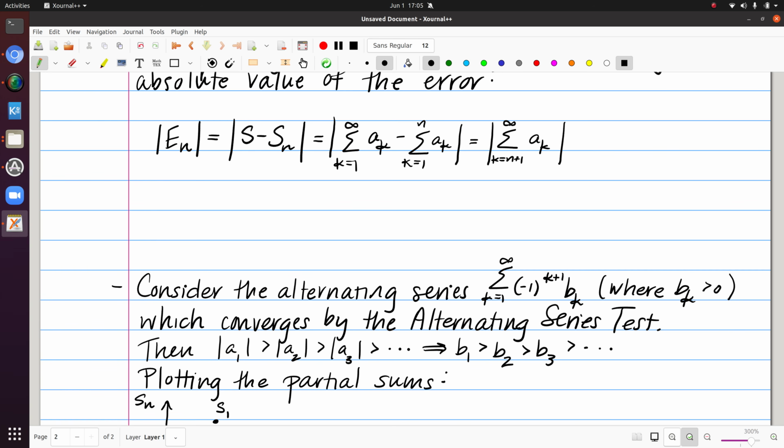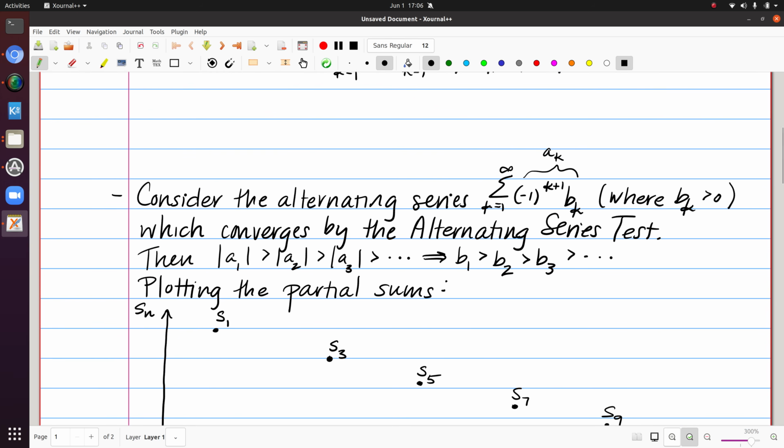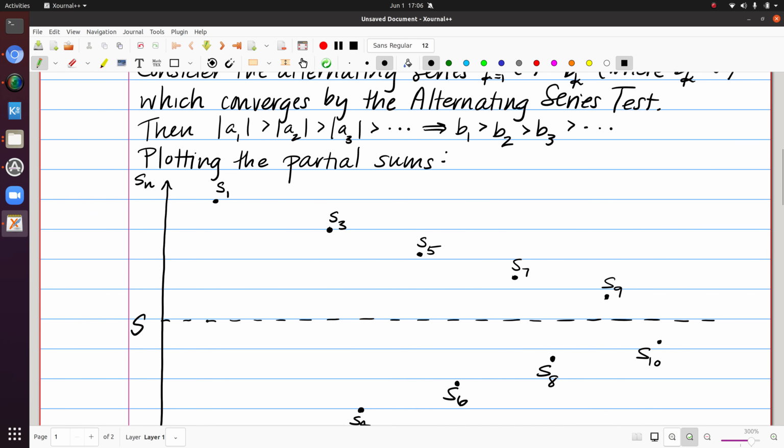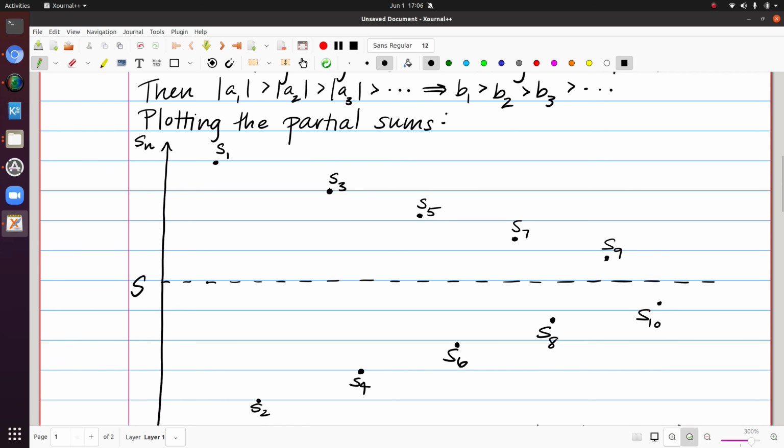So I say the absolute value of my a sub k's, where again here I'm thinking of the entire term as a sub k, decreases, or equivalently that b1 is greater than b2 is greater than b3, etc. So plotting the partial sums, first of all, because I happen to have one where the first term is positive when k is equal to 1, the first partial sum is positive. And then because the terms themselves are decreasing in size, while I do get this oscillatory behavior for the partial sums, they're always going to remain in the first quadrant.